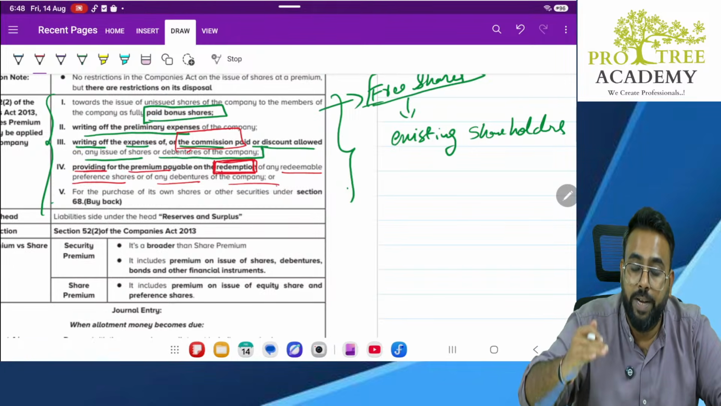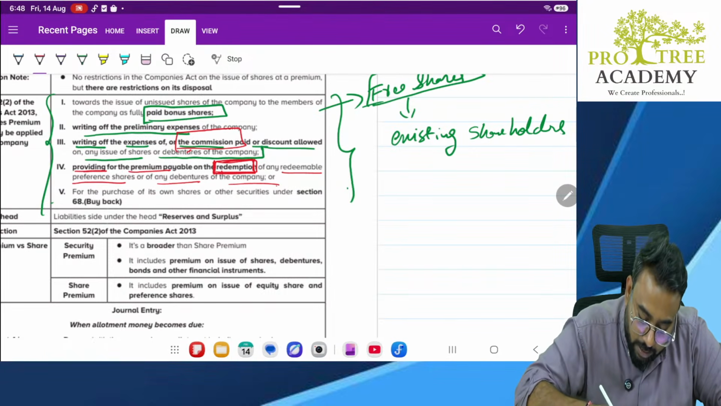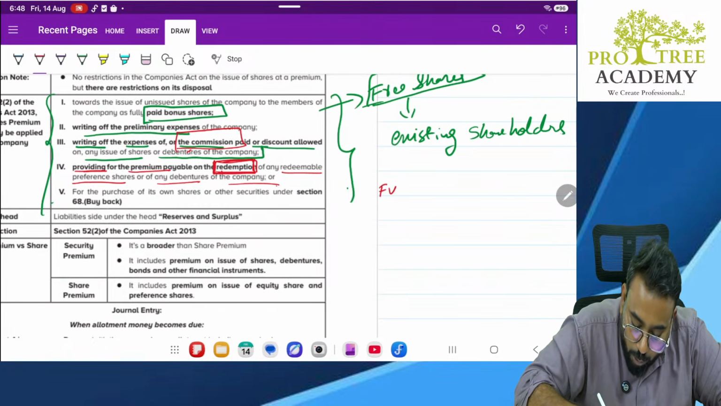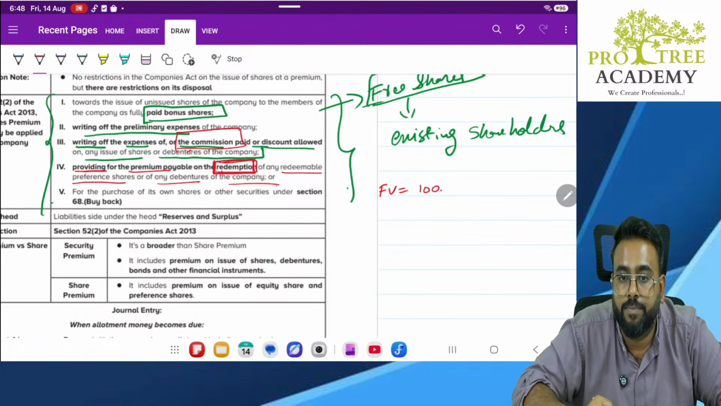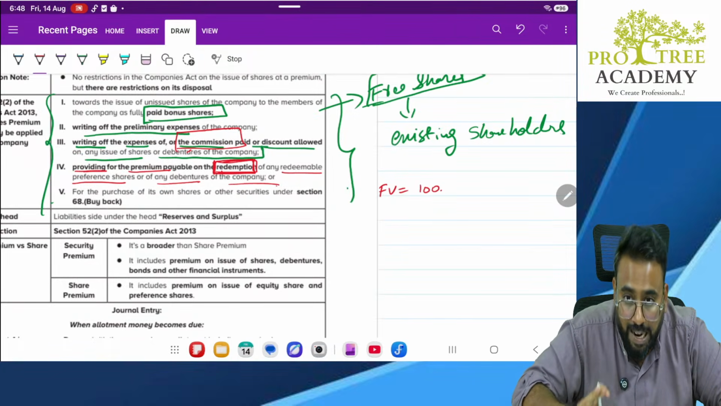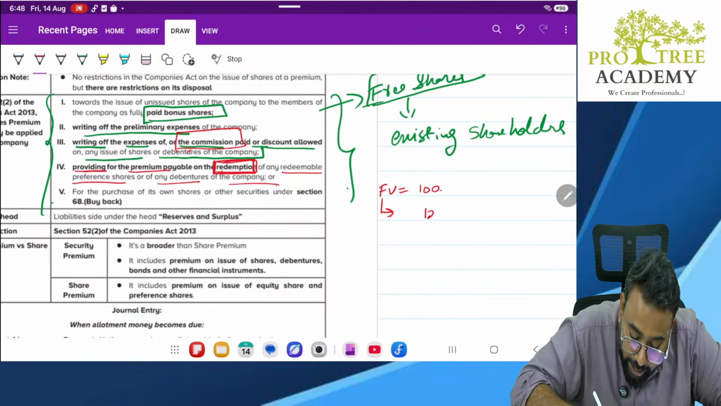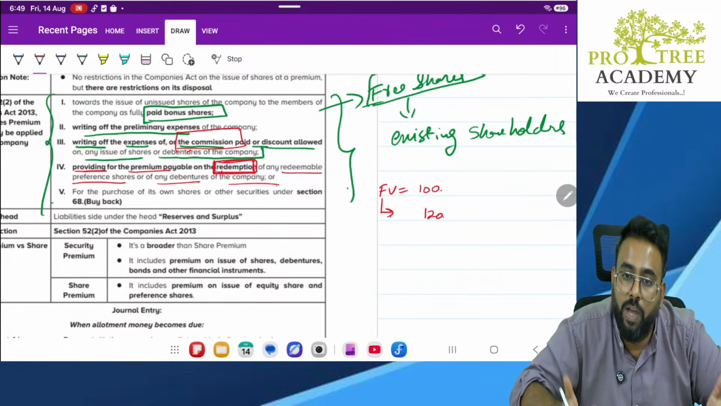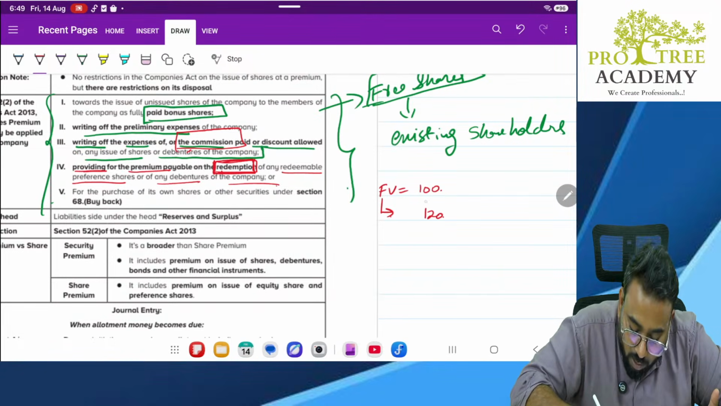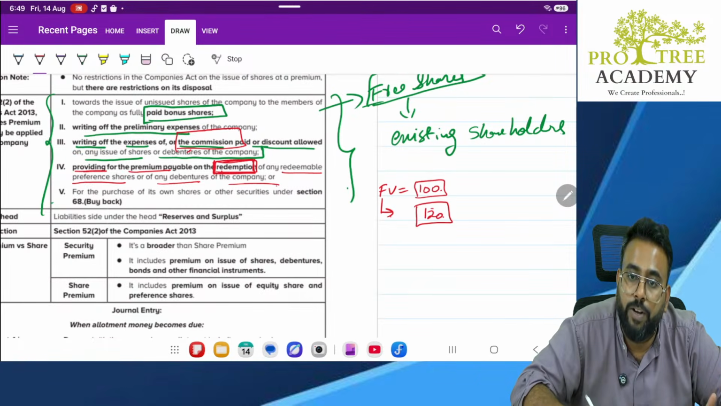So if you are redeeming any redeemable preference shares or debentures of the company, and while redeeming, you redeem it at a higher price. Say the face value of your debenture is 100, but you are going to give back 120 rupees per share. Sir, why will I do that, sir? I have taken only 100. Now you are telling me I'll give back 120. Why will I do that?